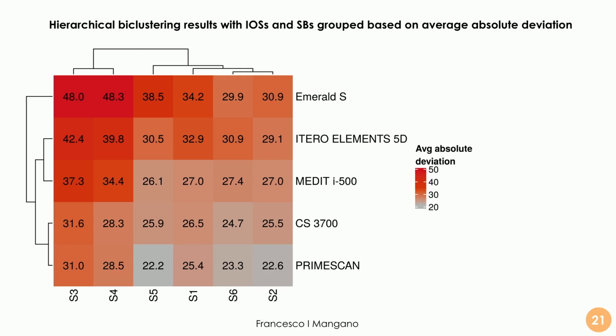And if we watch this table, the hierarchical clustering result with the scanners and the scan bodies grouped based on the average absolute deviation, we see that we are likely to have the best results with scan body 2 and scan body 3 with PrimeScan and CS3700, while scan body 3 and scan body 4 with Emerald and iTero give the worst results. So it means that probably there's a scan body factor. There is a scan body factor for the position of the scan body, not related to the tolerance of the manufacturing of the scan body, but to the position of the scan body related to the strategy we are using here. There's also a scanner factor, so some scanners are better than the others in terms of congruence.